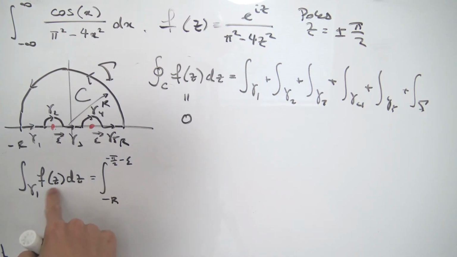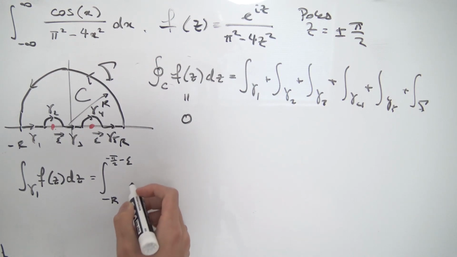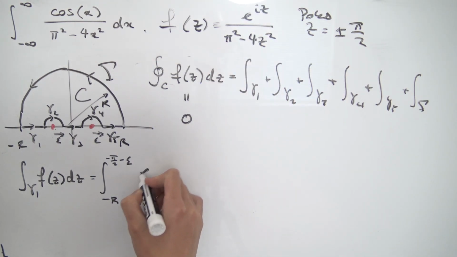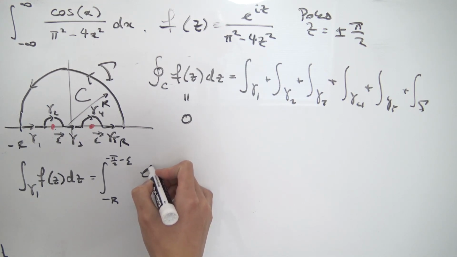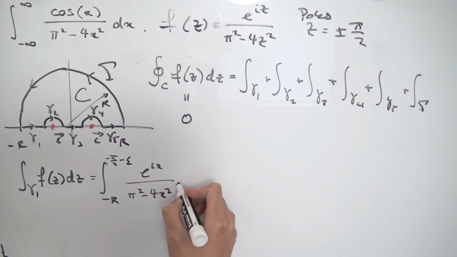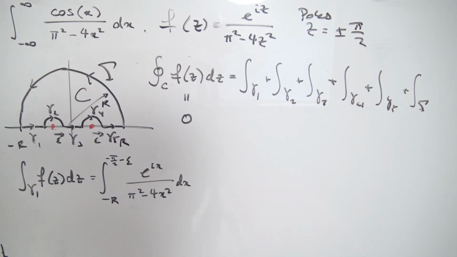And then we have our f of z. But notice this is on the real axis, so we don't really need to use these. We can just use f of x. But f of x is exactly this thing right here. So we have the integral of e to the ix over pi squared minus 4x squared dx, like so. Okay, that's nice, but what's not nice is these bounds right here.